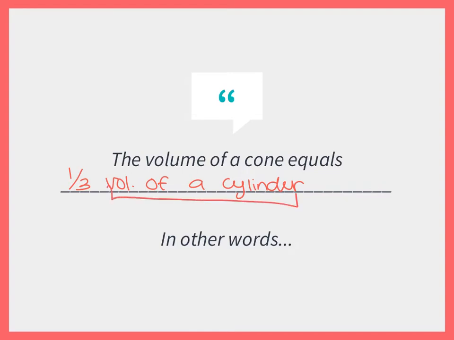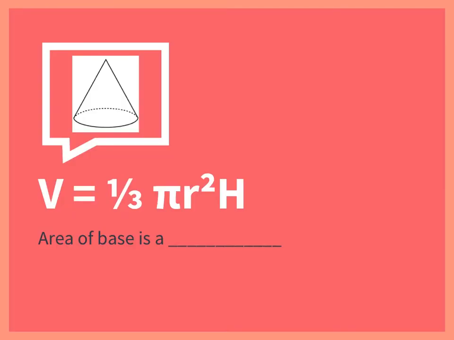Remember that the cylinder was pi r squared h. So if I put that all together, I get this formula, 1/3 pi r squared h, where the area of my base is a circle, just like it was in my cylinder. So the pi r squared h comes from the circular base, h is my height, and the third is because it's a cone.